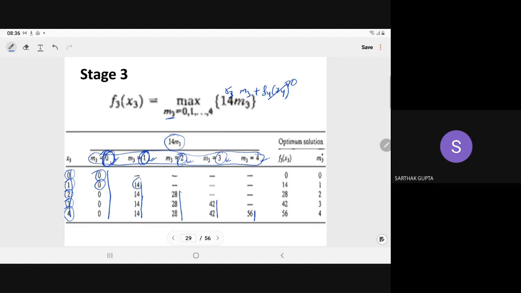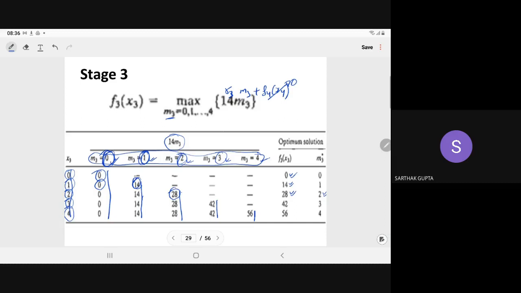It means for stage 3, when the state variable value is 0, maximum revenue you can get is 0. When the state variable value is equal to 1, then maximum revenue you can get is 14. When the state variable value is equal to 2, then maximum revenue you can get is 28, from M3 equal to 2. That is the optimal value of M3. That's why here we have written M3 optimal.